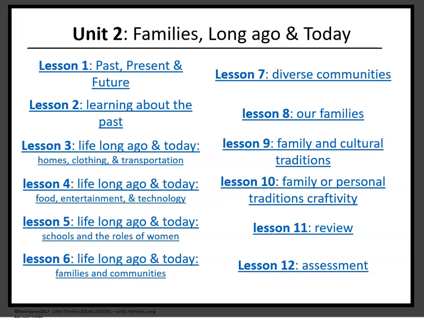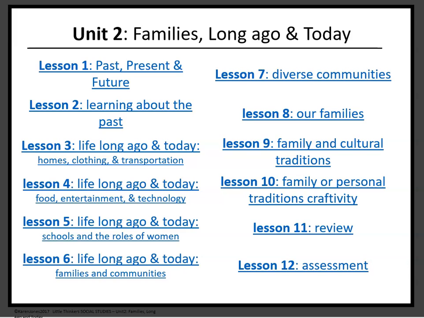You have to think about homes and clothing, transportation, what food, entertainment, and technology looked like long ago, what schools looked like long ago, and the roles of women in your family and what communities looked like. And then we have to think about traditions. Not every family is Catholic like us, which makes us different when we go to school. So right now we're a little different than it might have been. I wonder if it was like that long ago or if it wasn't.